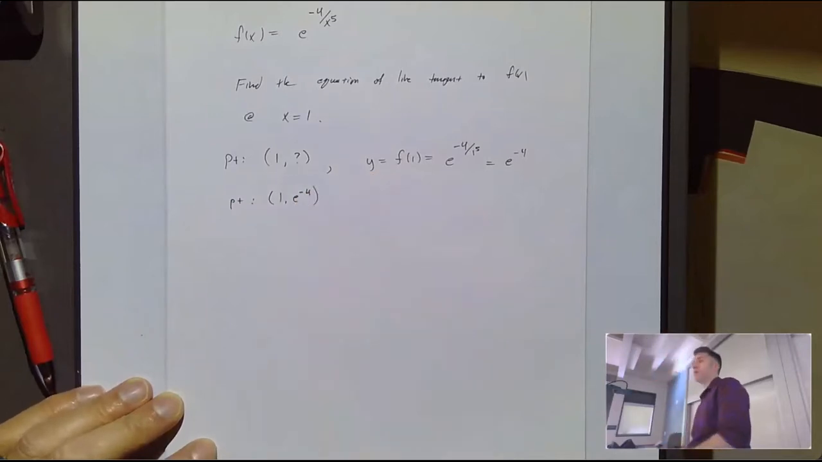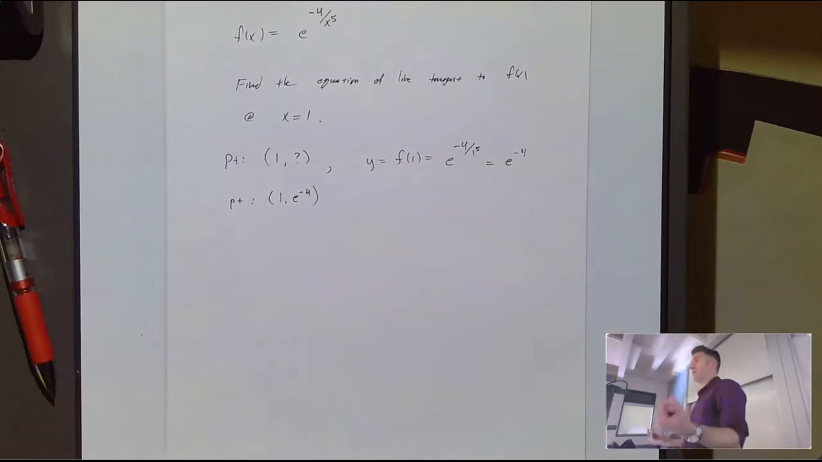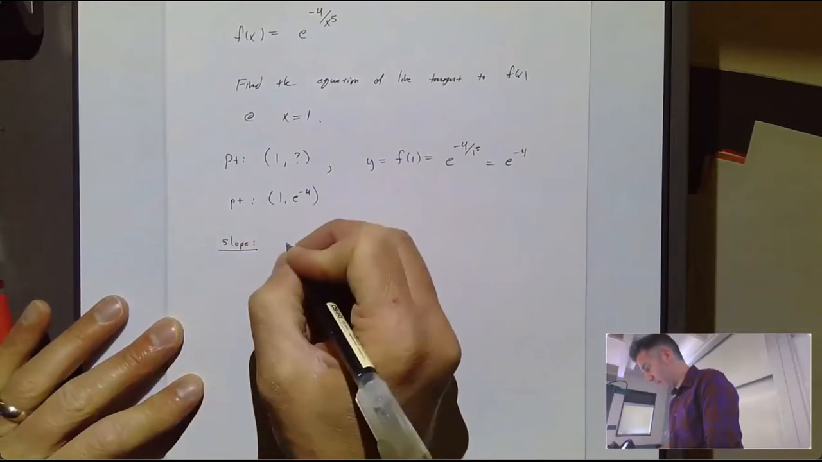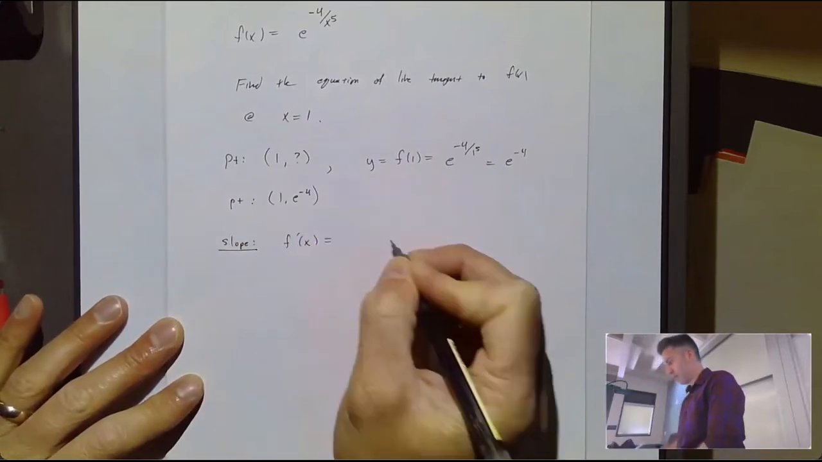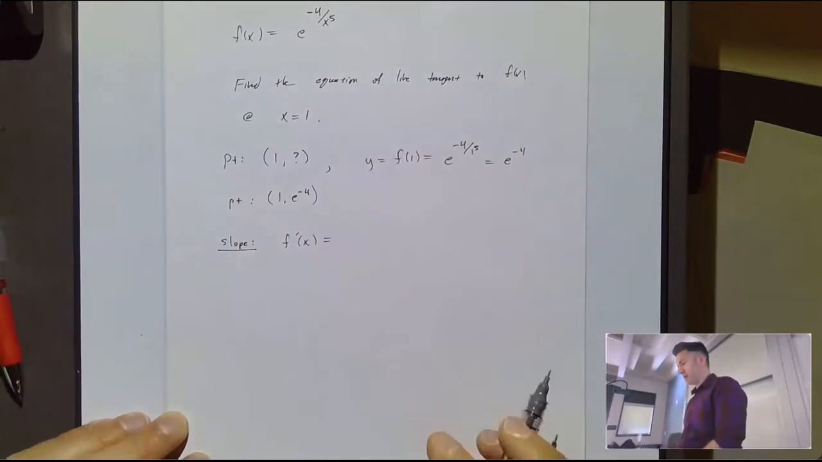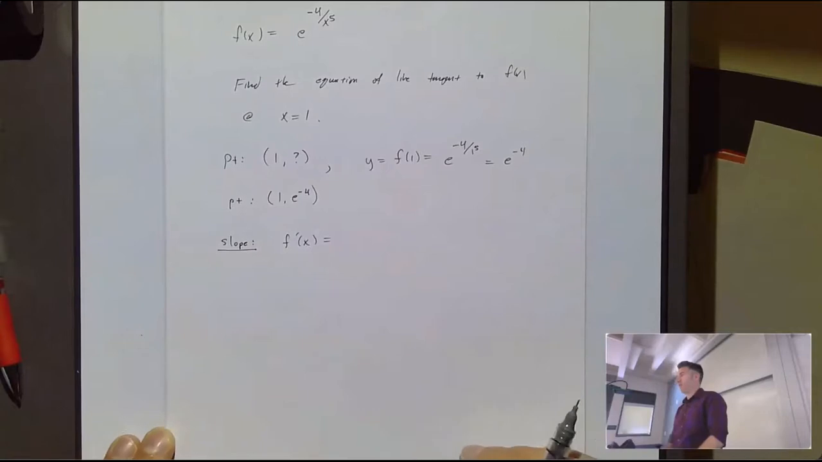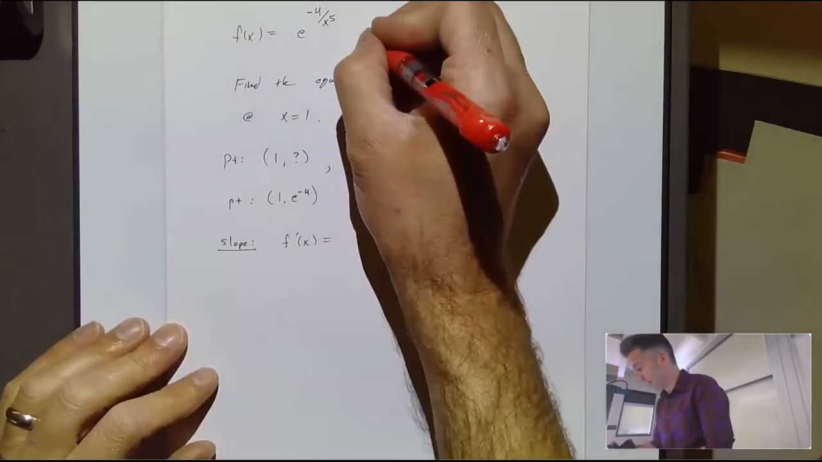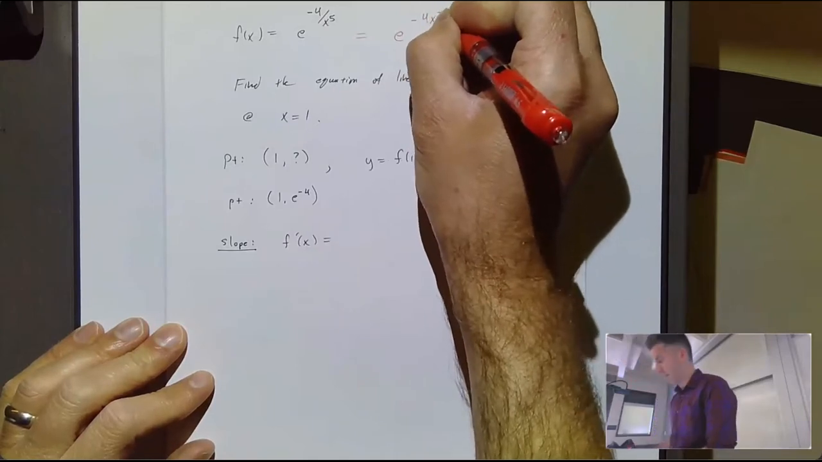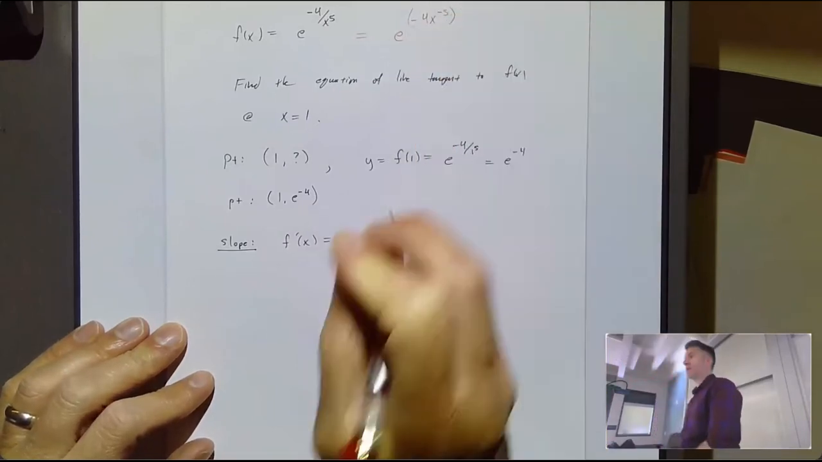The slope, a little bit more work. We find the slope by finding the derivative. So to find our slope, we're going to find f prime of x. I really don't want to write -4 over x to the 5th because I really don't want to use the quotient rule. What I would really rather do is rewrite this as e to the negative 4 times x to the negative 5th. That's going to be a much nicer thing to deal with.